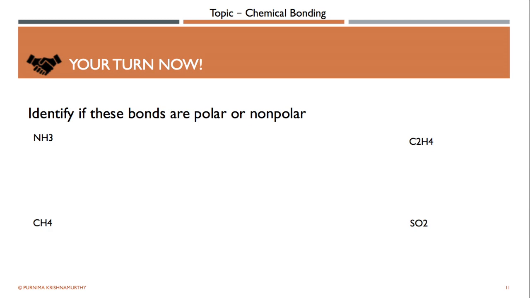Okay, so practice time. Identify if these bonds are polar or nonpolar. You have ammonia, which is NH3, C2H4, CH4, and SO2. Draw them out, label the charges, and figure out if they're polar or nonpolar.